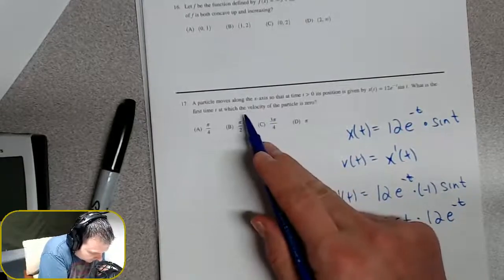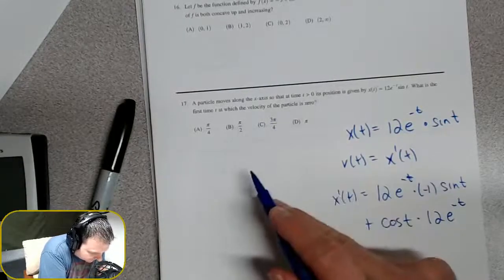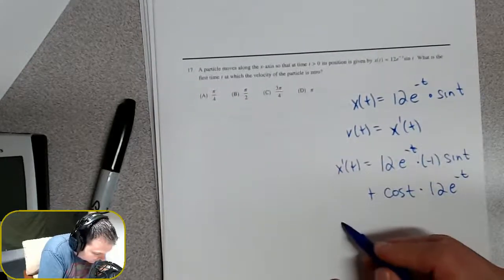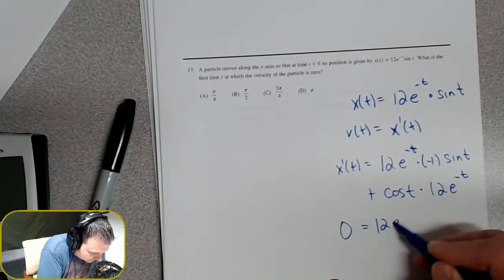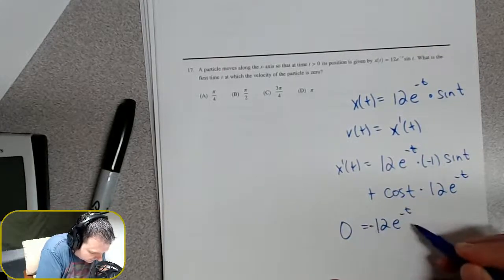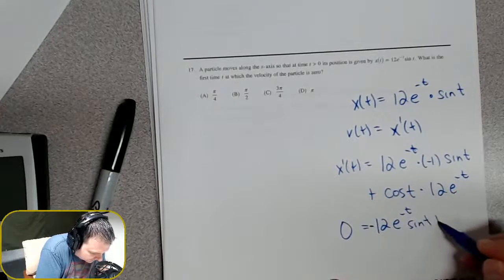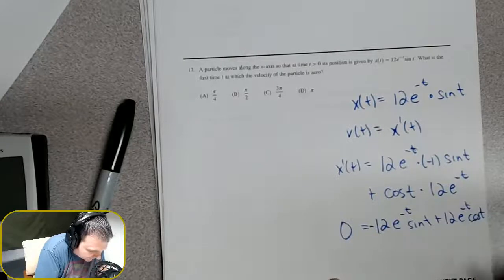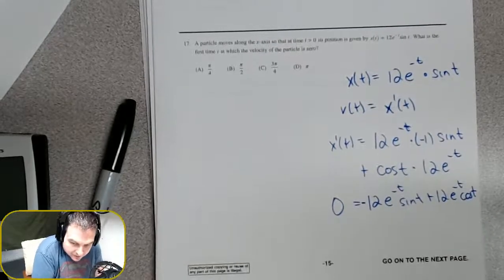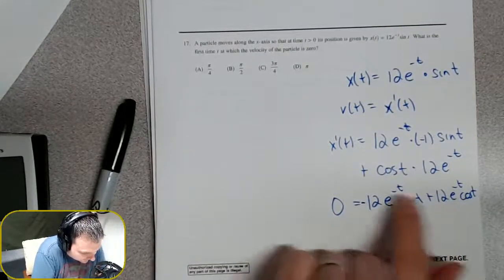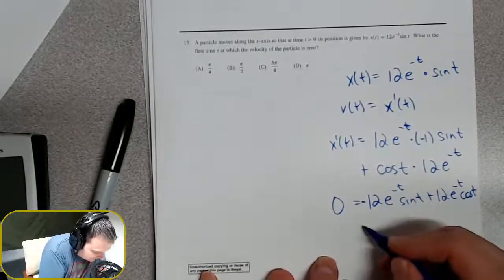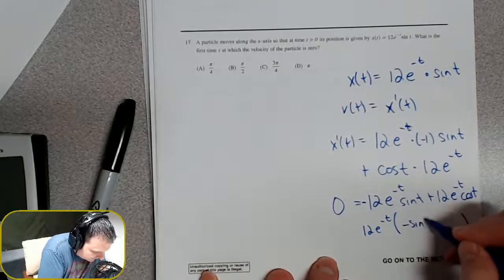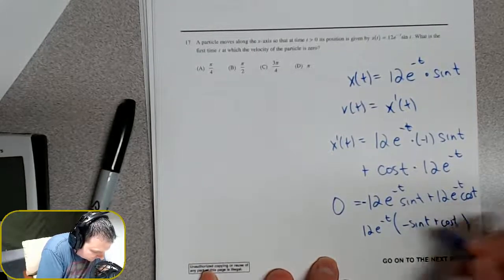And now we plug in. First time, okay, find the time. We're going to solve for when the velocity is equal to 0. So I'm going to set that equal to 0: 12e to the negative t, negative sine of t, plus 12e to the negative t cosine of t. Now here comes where you got to remember your Algebra 2. I'm going to factor out a 12. I'm going to factor out an e to the negative t. And I get negative sine of t plus cosine of t.